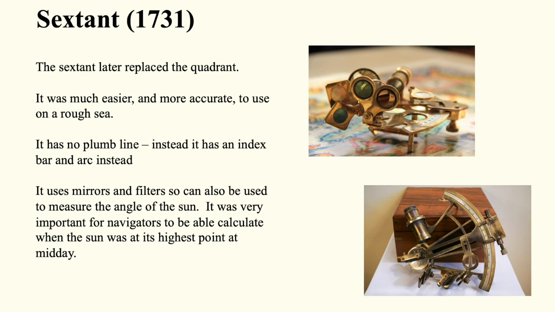The quadrant was replaced in 1731 by an instrument called the sextant. The sextant was more accurate and much easier to use on a rough sea than the quadrant. It had no plumb line, which can move about in storms. Instead, it has an index bar and an arc attached.